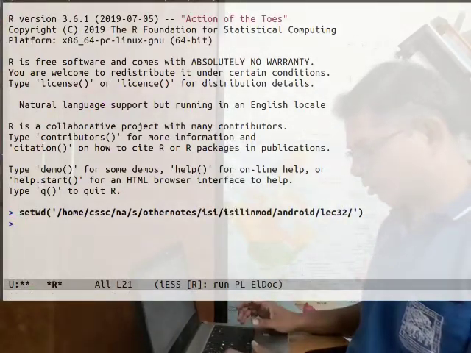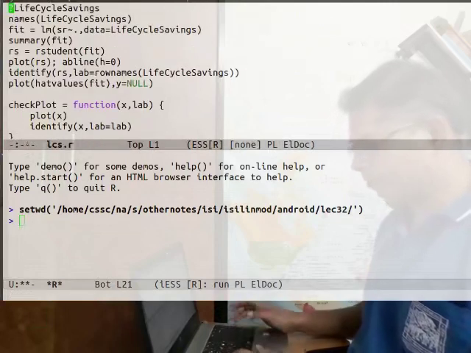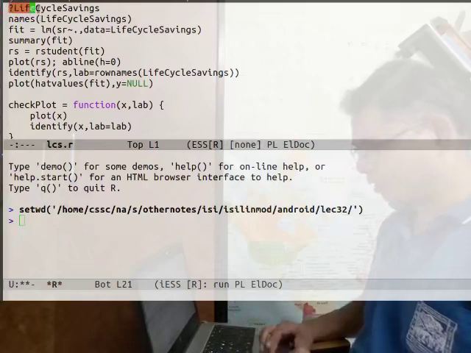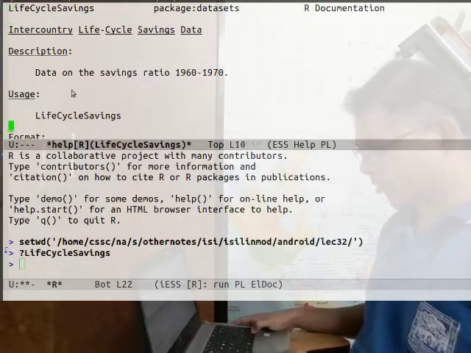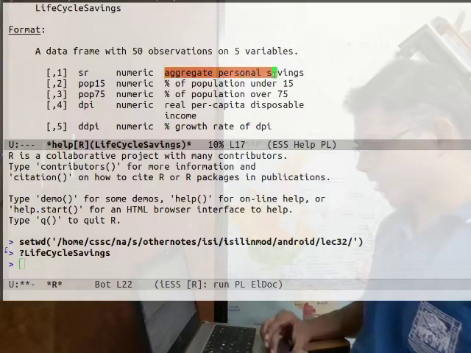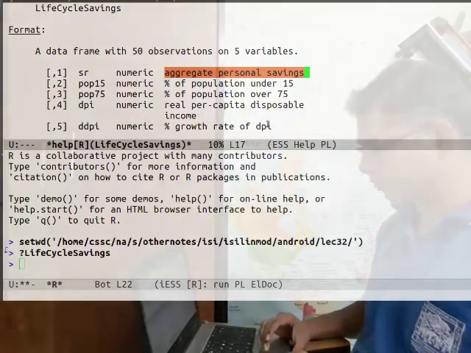And I do not think that I know enough of economics to really understand what this data set is all about. So if you want, you can take a quick look at the data and see what it is all about. There are various variables: SR, which is aggregate personal savings, and these are two different types of populations, POP 15 and POP 75, and DPI, real per capita disposable income, whatever that means, and DDPI is the growth rate of that.